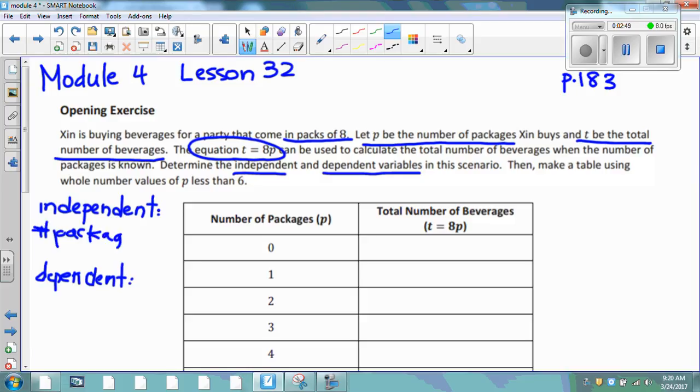The number of packages will give me an idea of how many groups of 8 I have, right? Yes. So the number of packages, P, is my independent. Now my dependent is the total, which is 8P. 8P is my total because I have to multiply 8 times the number of packages to get the total. All right? Is that understanding? Let's fill out the chart.